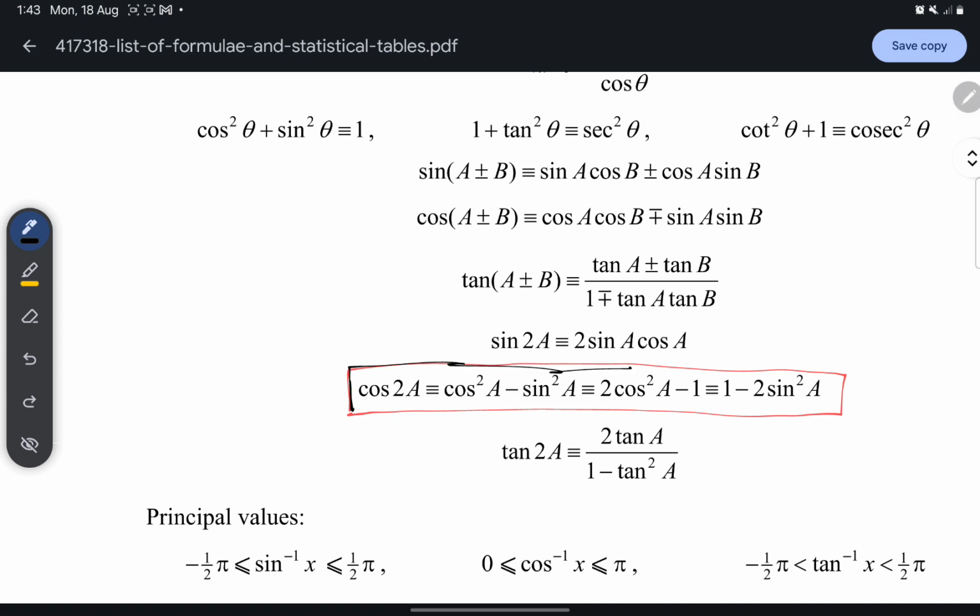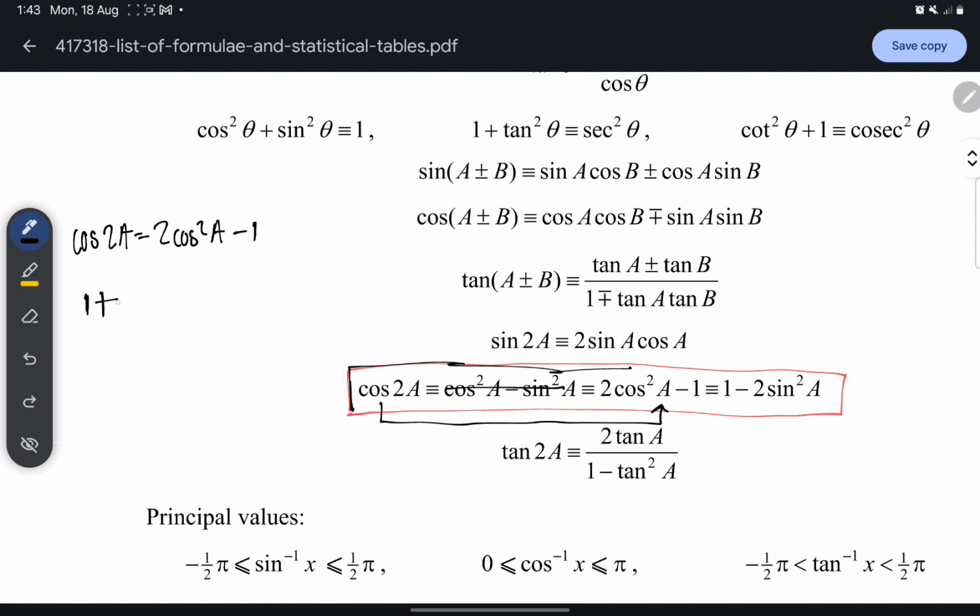How do I know what to do when I have a cos squared? I pick this one. Cos 2a is equal to 2 cos squared a minus 1, right? I ignore this first one. Then what am I going to do? I'm going to make cos squared the subject. It tells me I take 1 to the other side.